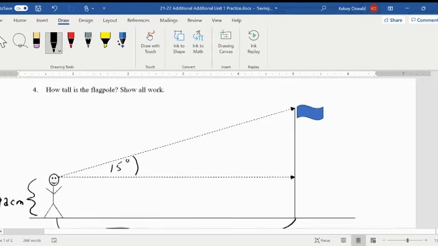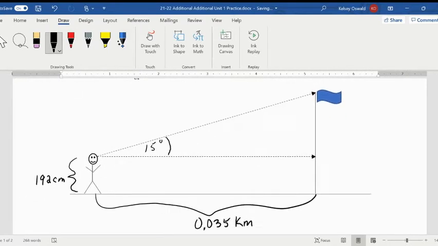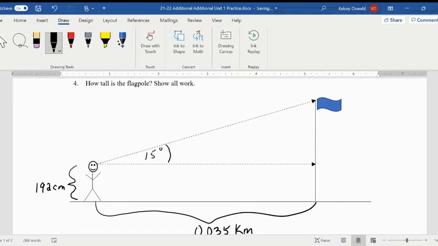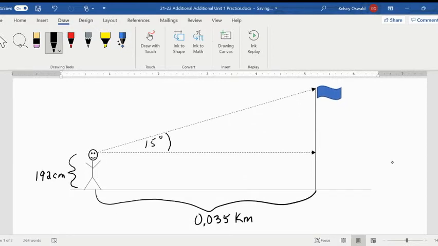This next one is looking at trig. So if we look, our end goal is to find how tall the flagpole is. So we want to find this total height. If we look, we know from here to here is 192 centimeters because that is the height of our person. So we need to find the height from that 192 up to the flag. We need to solve for that. And our tool to do that is going to be trigonometry.